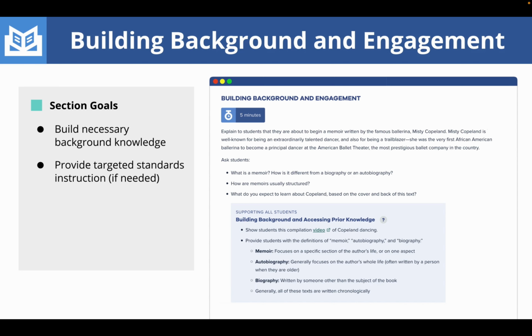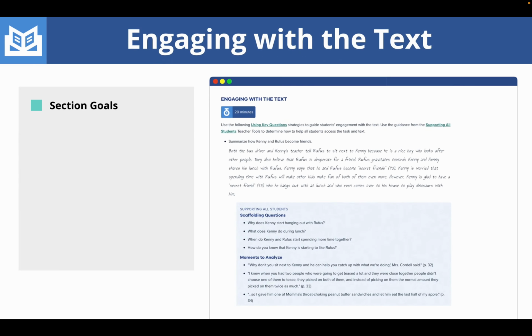All enhanced lesson plans have these supporting all students boxes. It's not expected that you'll use all of the supports in these boxes. You'll choose supports to use based on your students' needs when you intellectually prepare to teach the lesson. In the next module, we'll talk about how you'll decide which of these supports you'll want to use with your students. The next section is engaging with the text.